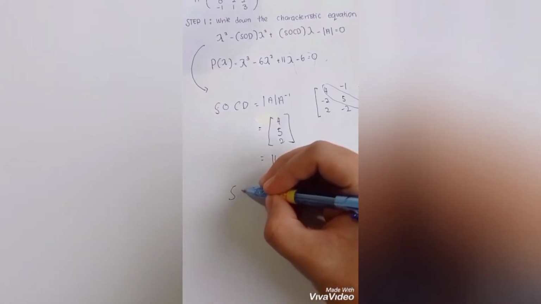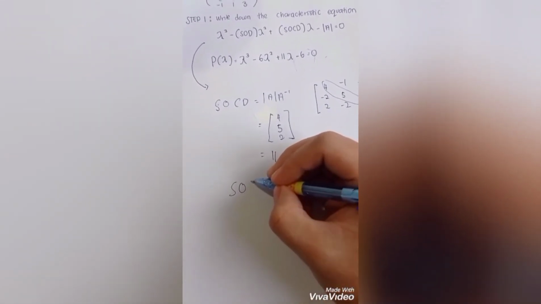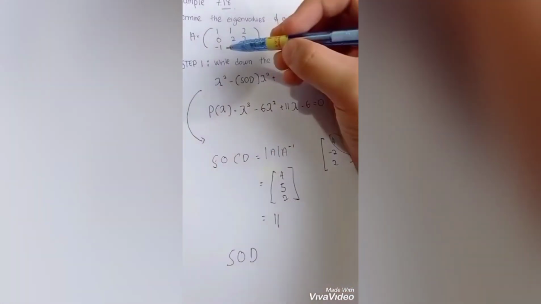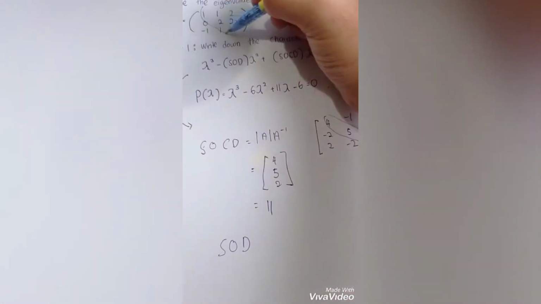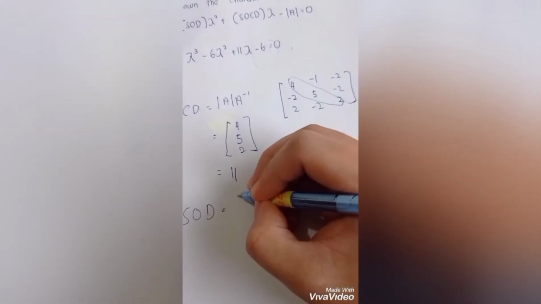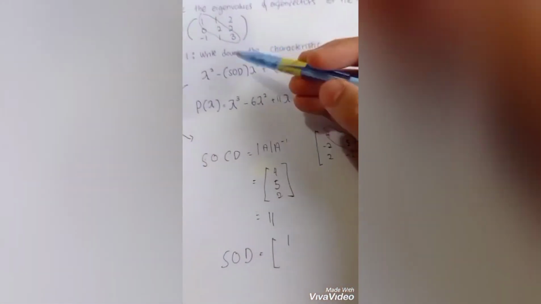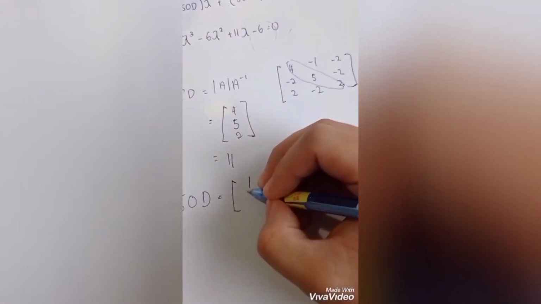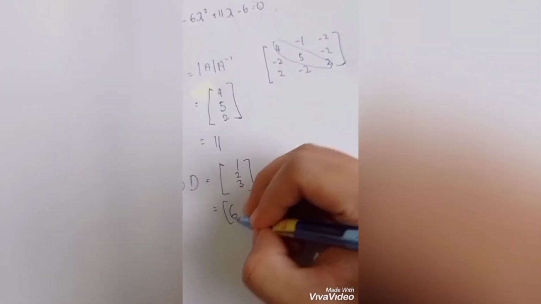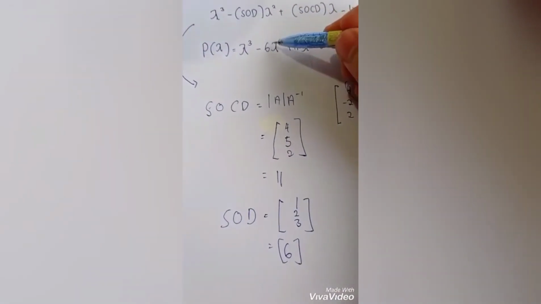Last, we find the sum of diagonals of matrix A, which is this: 1, 1, 2, and 3. So the total is 6. We got this value.